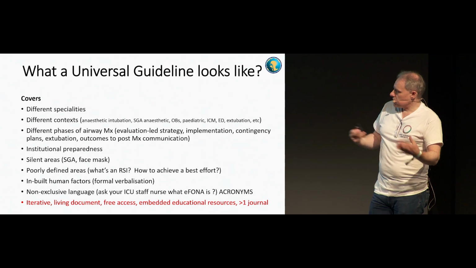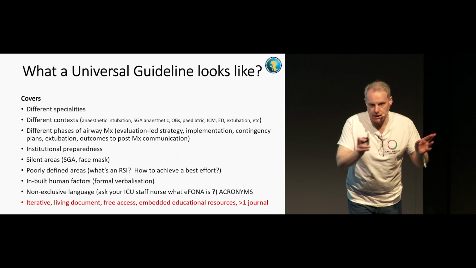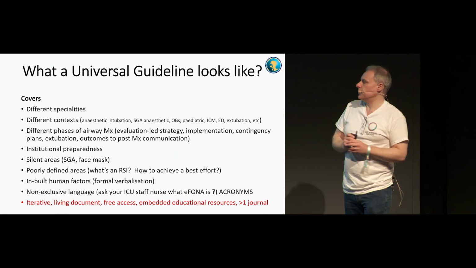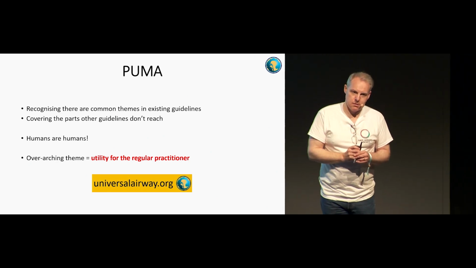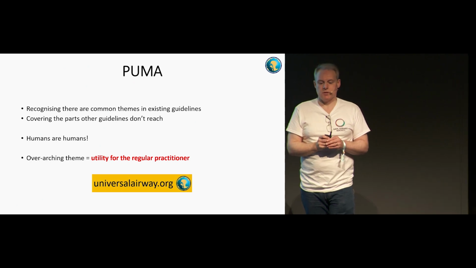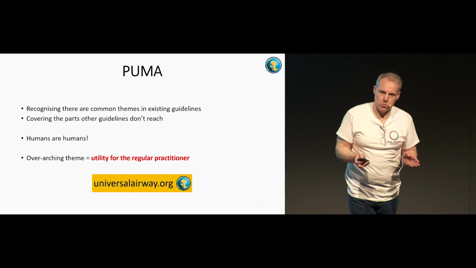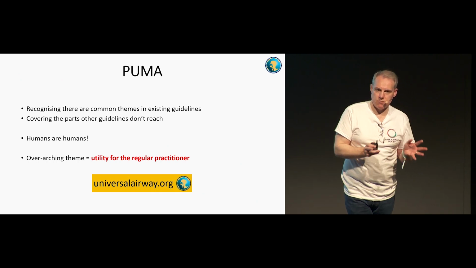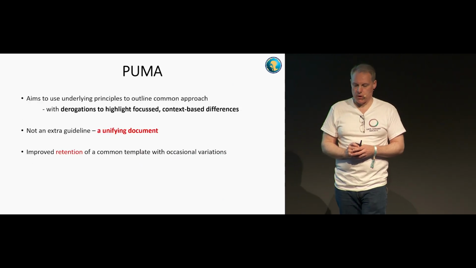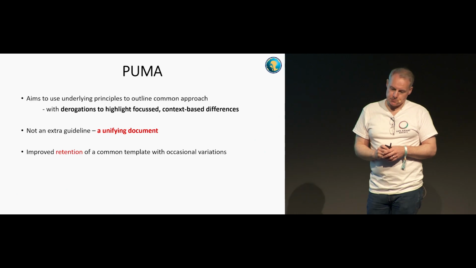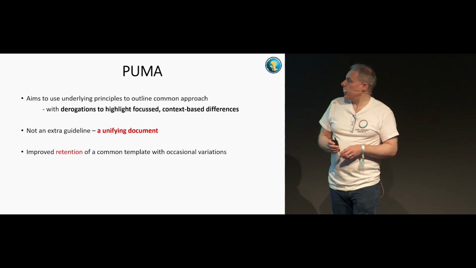It's going to be iterative, it's going to be a living document online with free access, and it's going to be published in anesthesia journals, in ED journals, in ICU journals. Okay? So, it's yet another set of guidelines, but hopefully something which recognises that humans are humans, drawing out all the important core messages from those guidelines, drawing them together and helping cognitive unloading of airway operators. So it's a unifying document and is aimed to improve retention for airway practitioners.